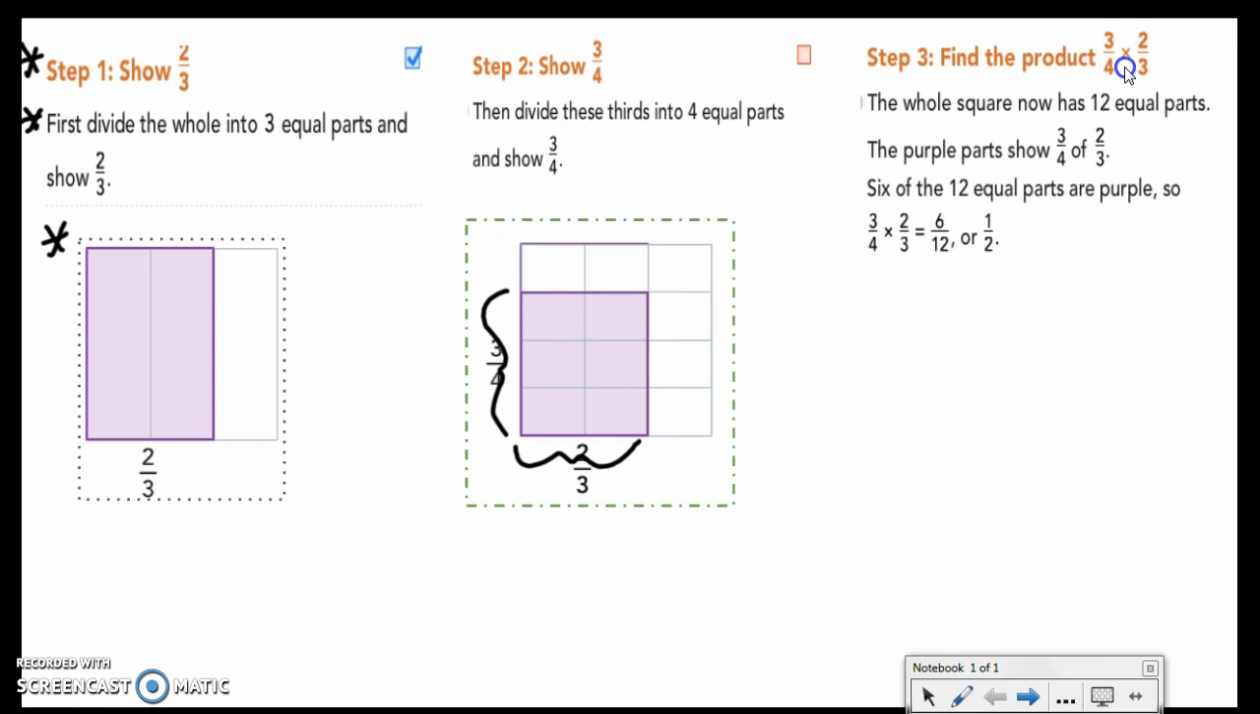The purple part shows 3/4 of 2/3. 6 of the 12 equal parts are purple. You can count them. 1, 2, 3, 4, 5, 6 out of all 12 pieces are purple. Okay? And that can be reduced to 1/2 because 6 will go into itself 1 time, and 6 will go into 12, 2 times. Again, if you need to pause it, we're about to change the page. If you need to pause it while you finish copying down, now would be an appropriate time to do that.